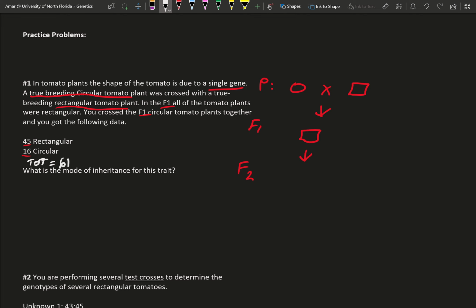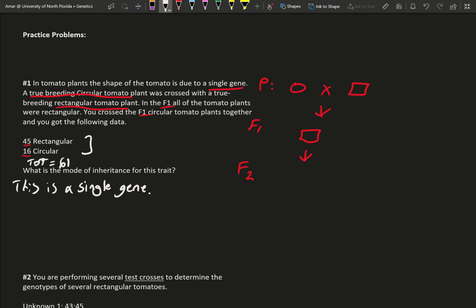So it should be around 61. You get the following data and you're trying to figure out the mode of inheritance for this trait. This is a single gene because the problem tells us. But we need to figure out exactly how we're getting this ratio and what we can come up with. Or not ratio, we're getting a complete data set basically.